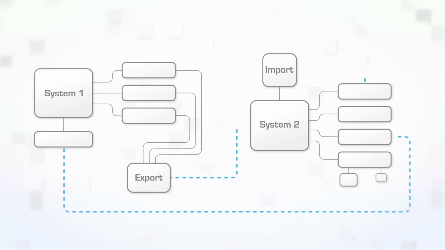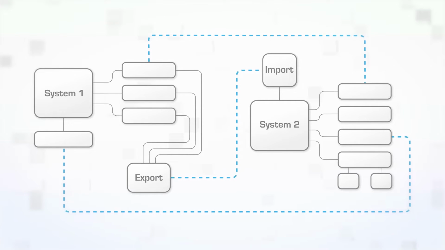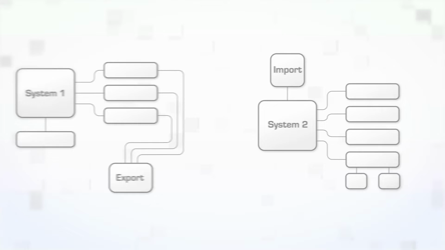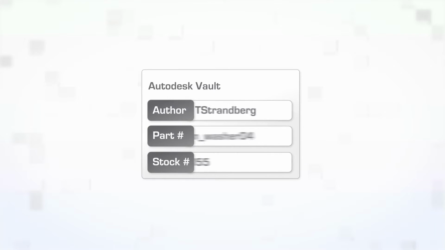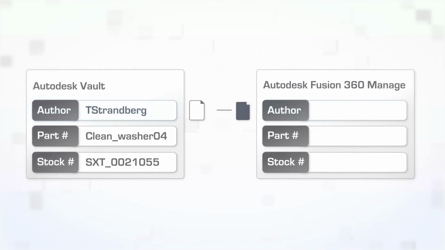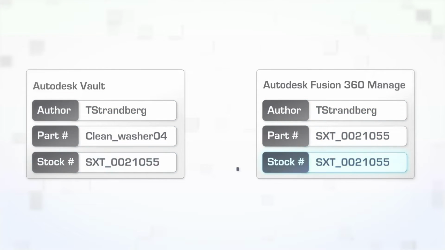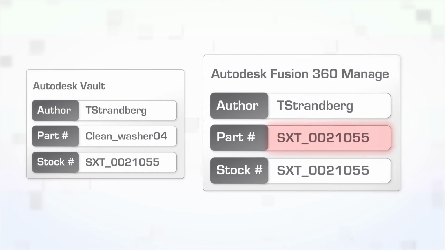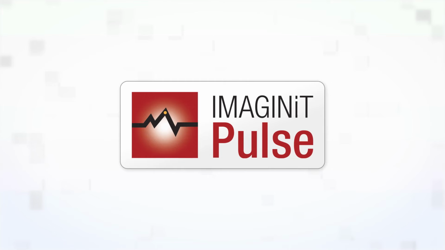In your business, survival depends on data flowing smoothly from one system to another. But most medium-sized companies are doing it the hard way, using spreadsheets or even manually transcribing data from one system to another. If this sounds familiar, you're likely aware of the data issues that can arise from these manual, painstaking processes. And since there's no traceability, you have no way of knowing what went wrong. IMAGINiT Pulse offers a better solution.